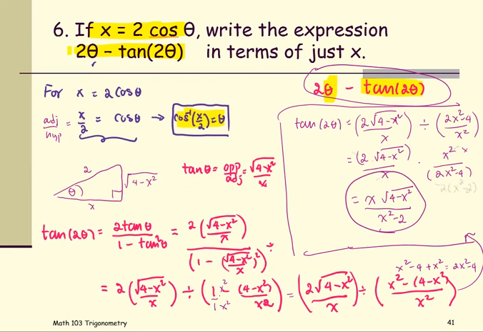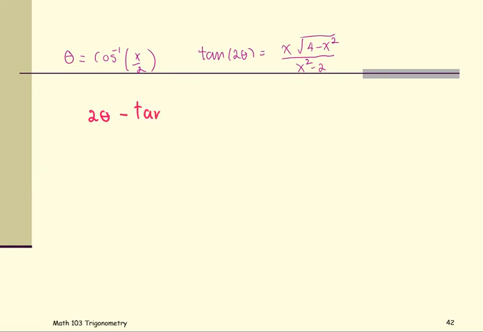Now we have the expression to represent the tangent of the double angle and the expression to represent theta. We're going to put them together to finish up the problem. Summarizing what we did: the angle theta is the inverse cosine of x over 2, and the tangent of 2 theta is x times square root of 4 minus x squared, all divided by the quantity x squared minus 2. The expression that we need in terms of x is 2 theta minus the tangent of 2 theta.